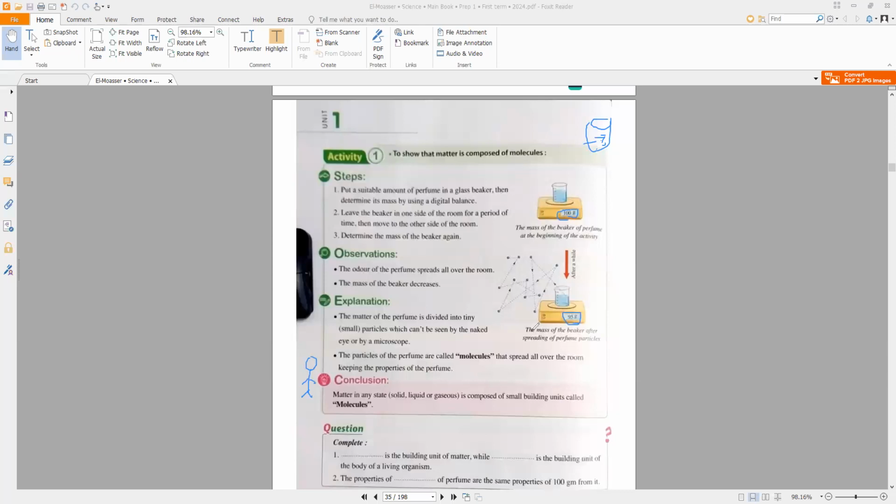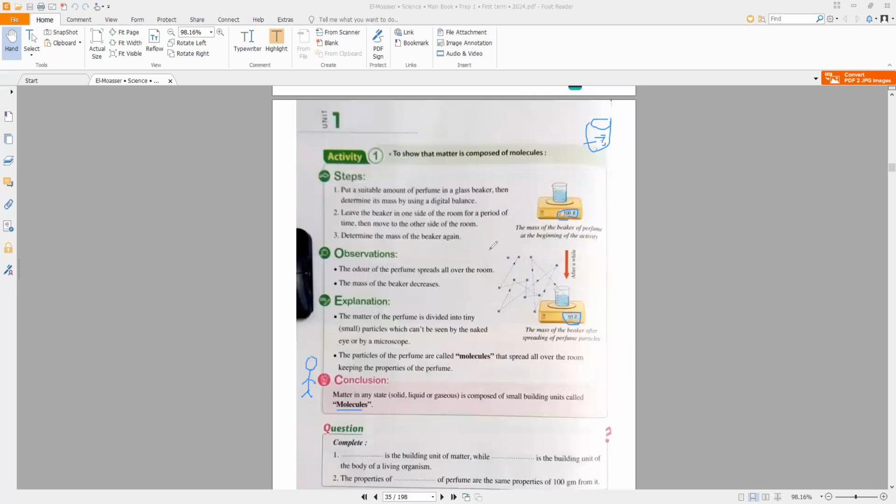So we can conclude that the matter in any state, solid, liquid, gas, is composed of a small building unit called molecule, and these molecules have the same properties of the matter. Why? Because I smell the odor of the perfume. So all perfume has the odor, and some molecules have the odor. This odor is the same. So some molecules, or the molecules, have the same properties of the matter.